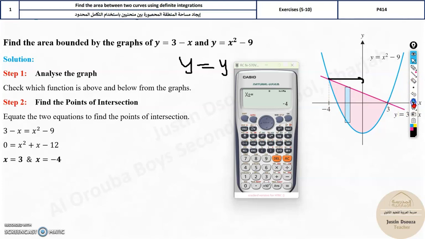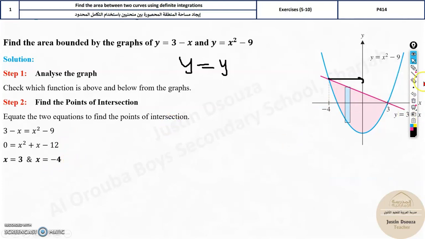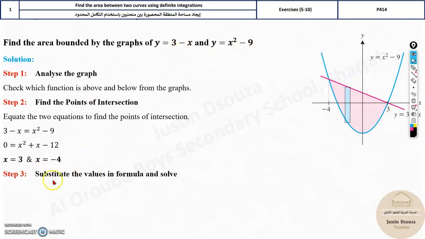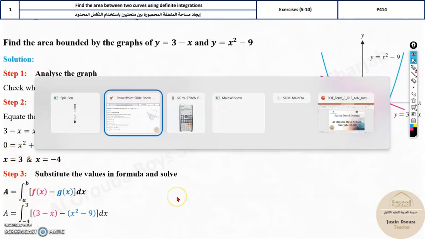They are at minus 4 and 3. So these are the limits. Basically, they are the limits. And then we have the functions, the upper function and lower function. So now you have to just substitute the values in the formula and solve. This is the formula which we have been through. All you need to do is substitute. Upper function f of x is 3 minus x. Lower function is x squared minus 9. The lower limit is negative 4. It starts with the lower limit to the upper limit until 3. All you did is substitution.